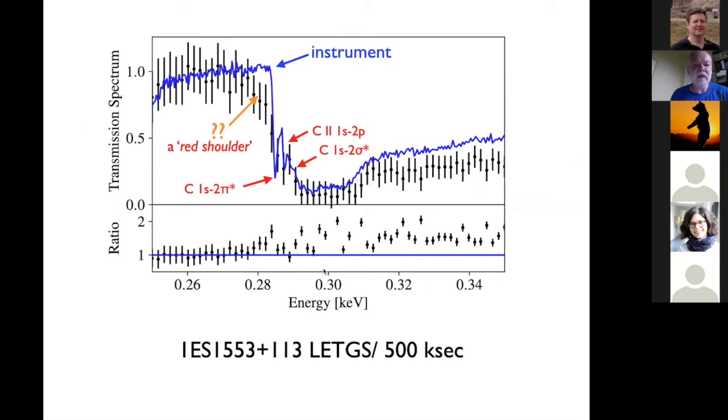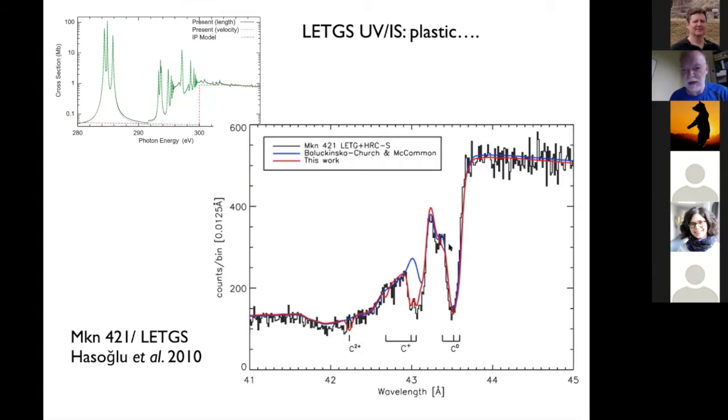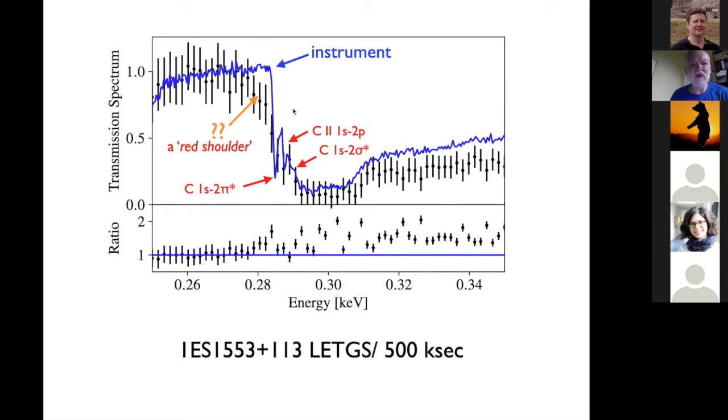So he gave me this version of a plot we recently made. It shows in black the data points around the carbon K edge. So this is around the carbon K edge, 285 eV, 290 eV over here. And superimposed in blue is the response that corresponds to this red line over here. It is basically just the absorption in the plastic filter as it showed in Markarian 421.